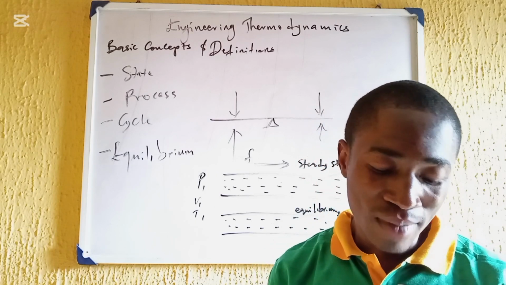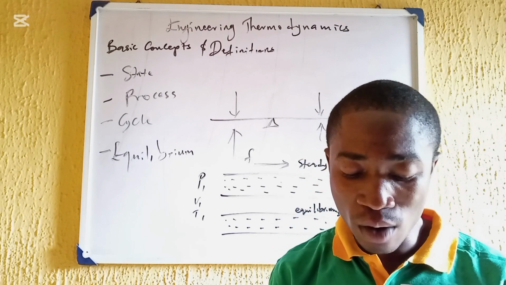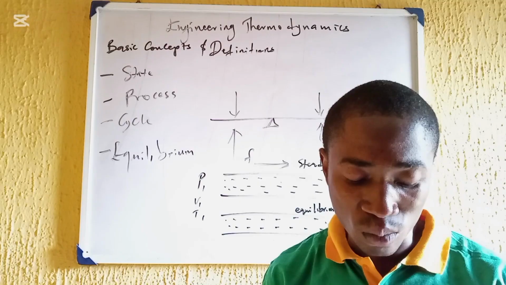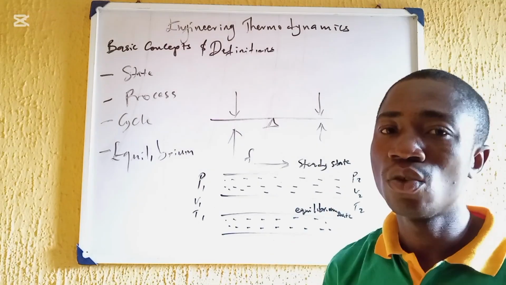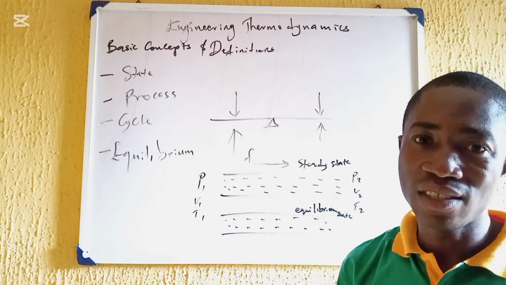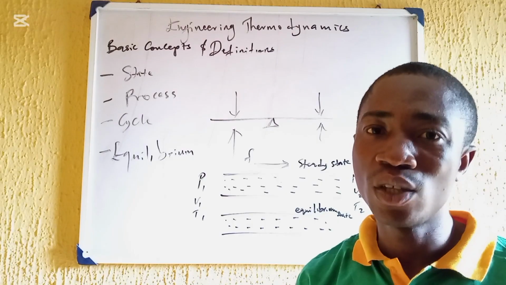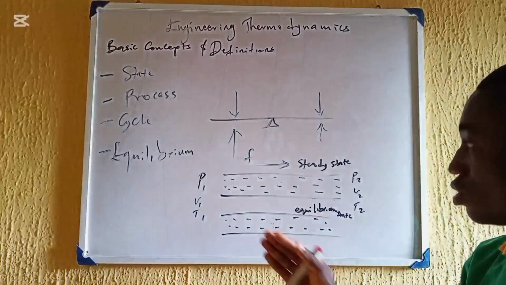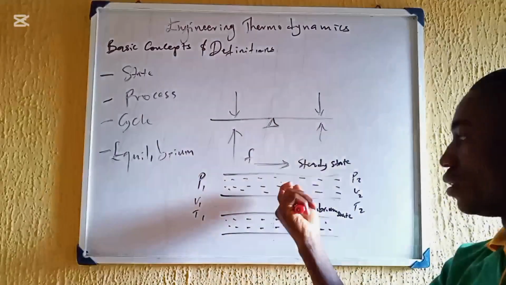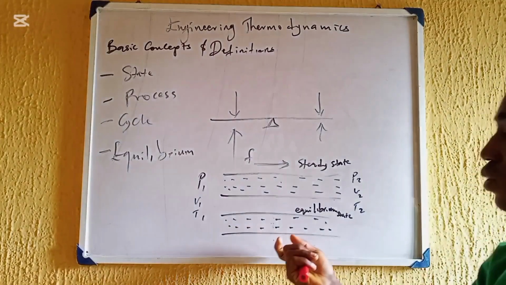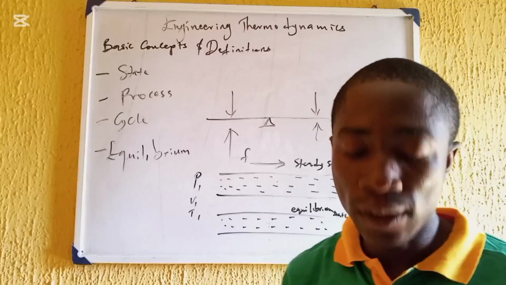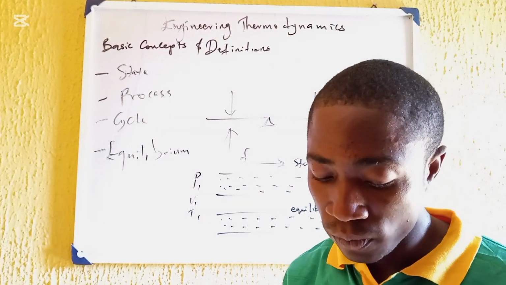Then the second one is mechanical equilibrium. There are no unbalanced forces resulting in movements within the system. So if we have movements within the system, we cannot say the system is in equilibrium. Just as I showed you. Here the fluid is moving, but in this case, the fluid is not moving.